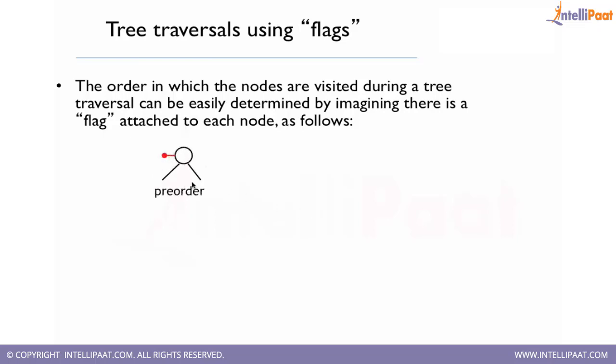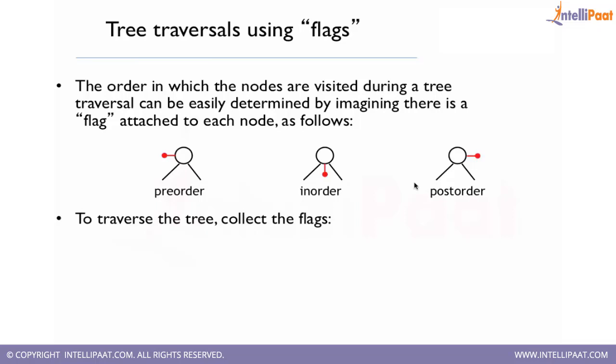So this is pre-order, this is in-order, this is post-order. Pre-order means first we begin with the root. In-order means first we begin with the left subtree of the root, then the root, and then the right subtree. Post-order means first we begin with the right subtree of the root, then we come to the root, and then the left subtree. To traverse in the above three orders, we need to collect the flags.